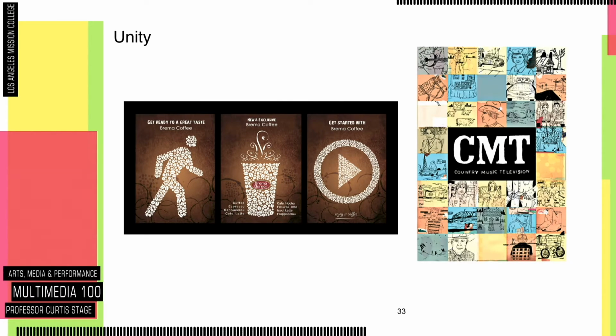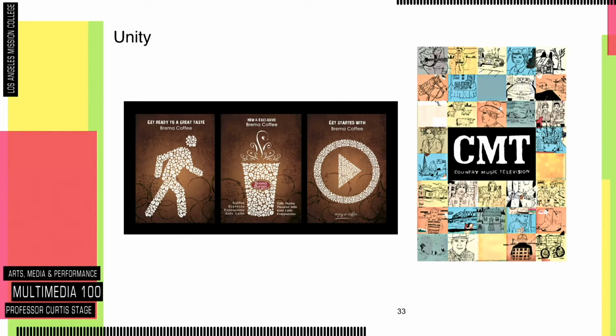So the next one I want to talk about is unity. Unity is kind of bringing things together, bringing all of these principles and making multiple principles work together, but more so, that's one aspect of it. But another aspect of unity is, look at the one on the left. Do you see all the little elements inside the shapes, right? So you've got the person crossing the street. Inside that person crossing the street, of course, are the coffee beans. It's also inside the coffee cup, and it's inside the play sign, right?